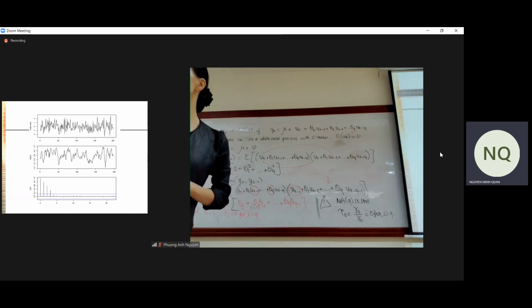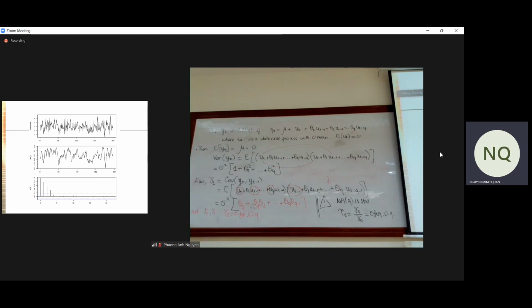And each return also has a real meaning, for example, a 5% change or a 3% change. So often we model the stock return or index return. Is that okay? It can work very well.